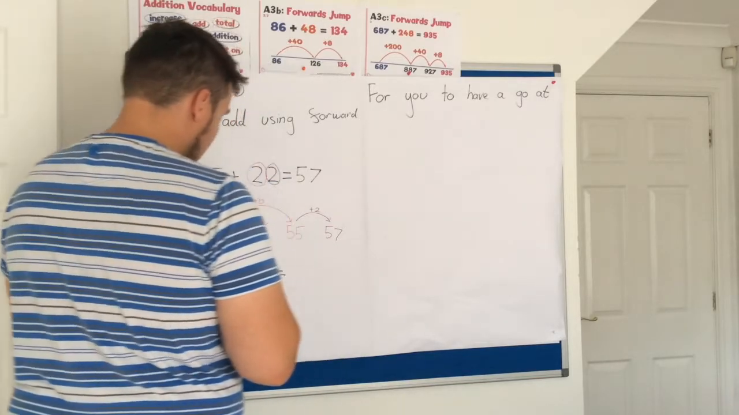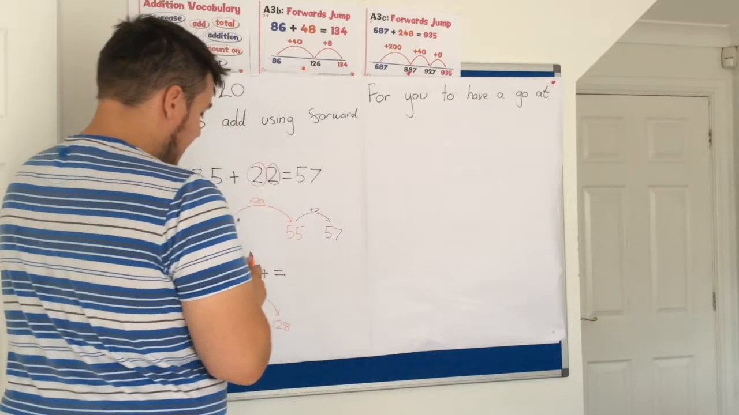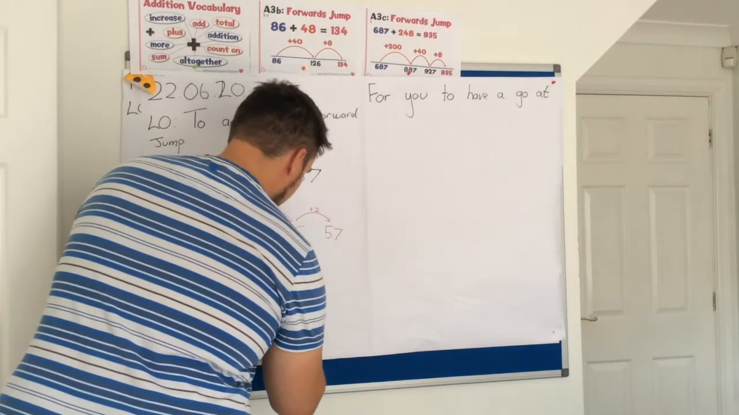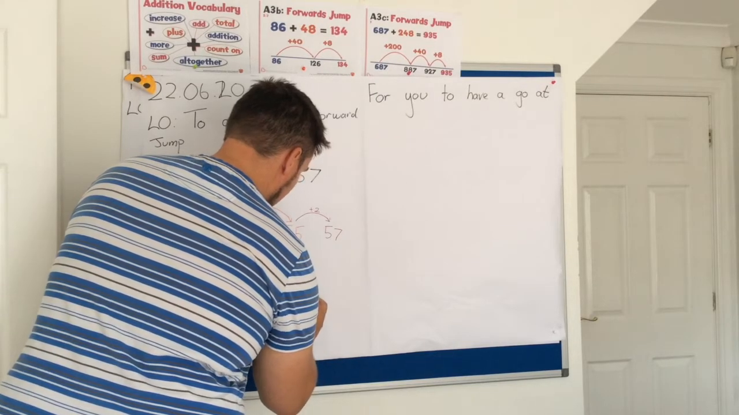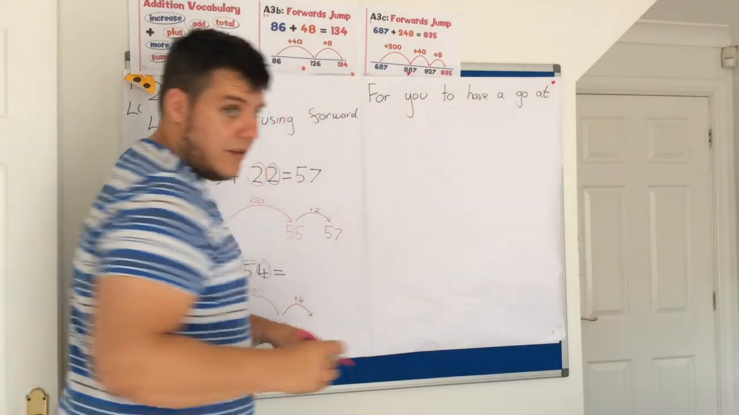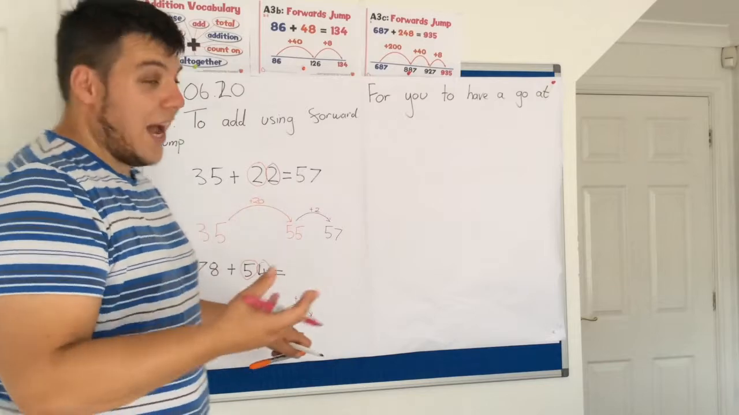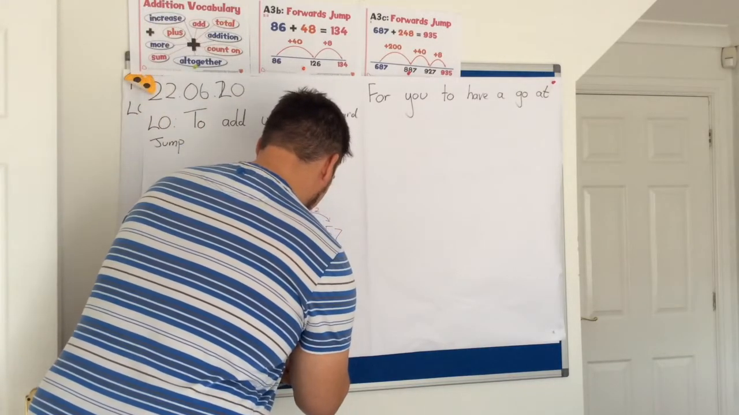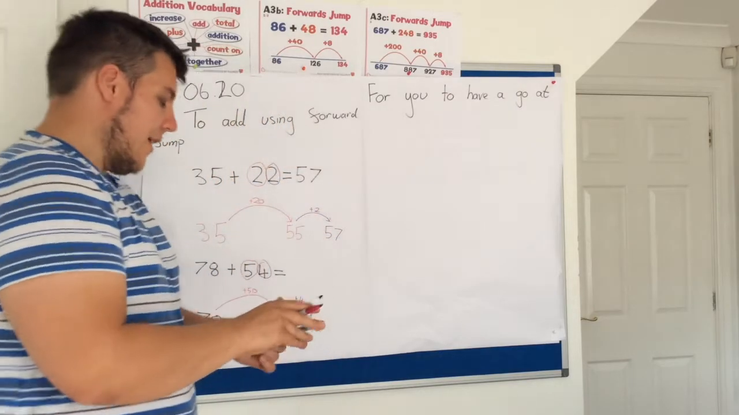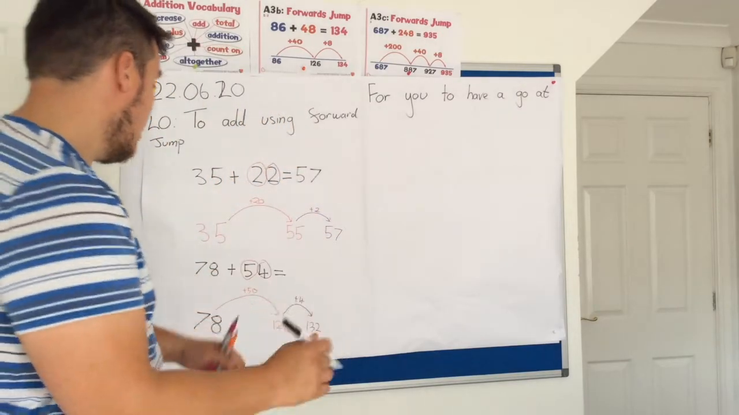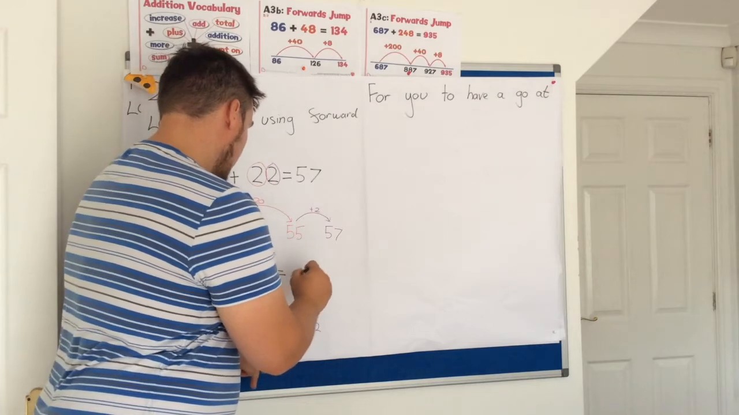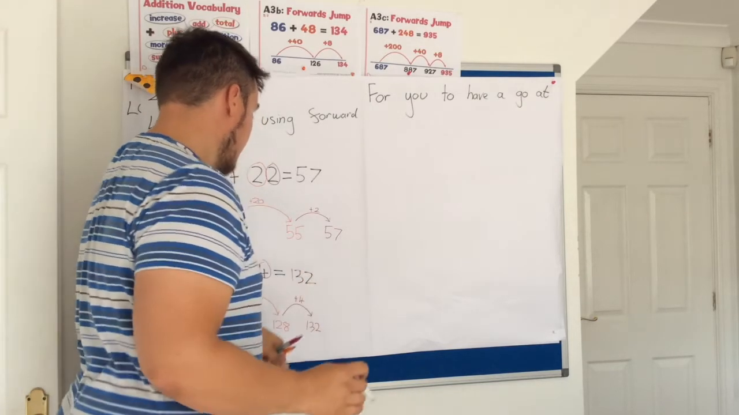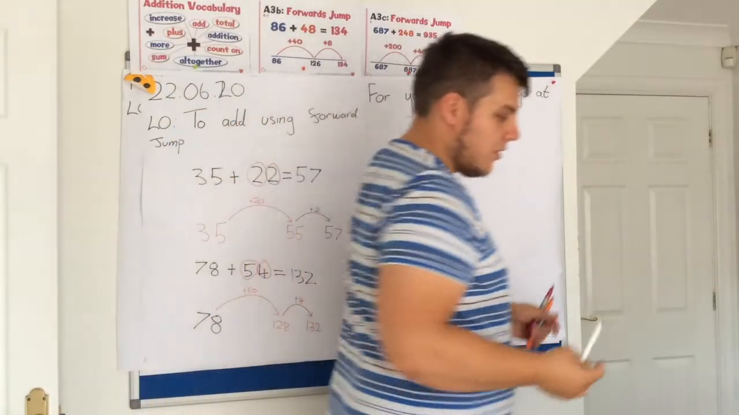Then I'm going to go on and add my units. So my units are, I'm adding 4. And I can do that in my head. 128, add 4, 132. I can count on my fingers if I want to. So there, I've added on and I've used a forward jump to get to my answer, 132. Okay, so that's how we use the forward jump.